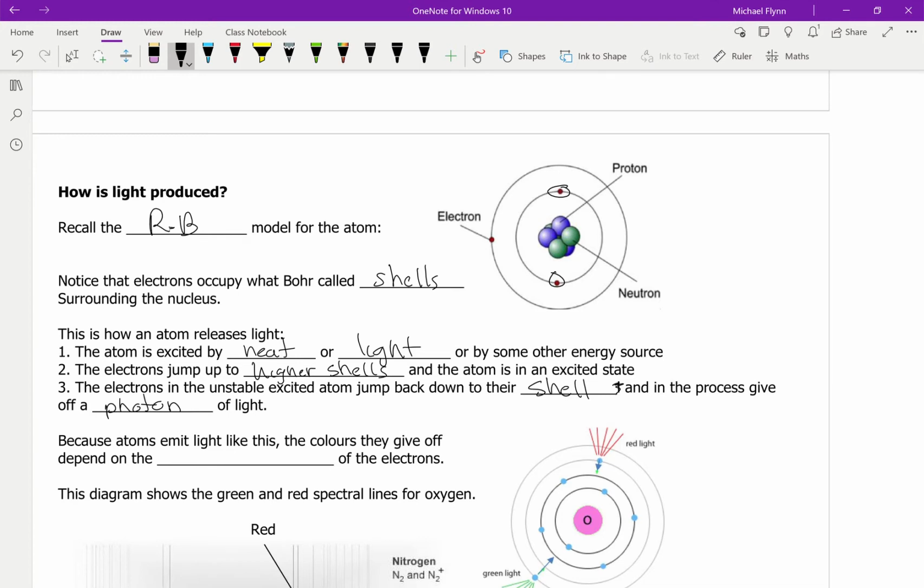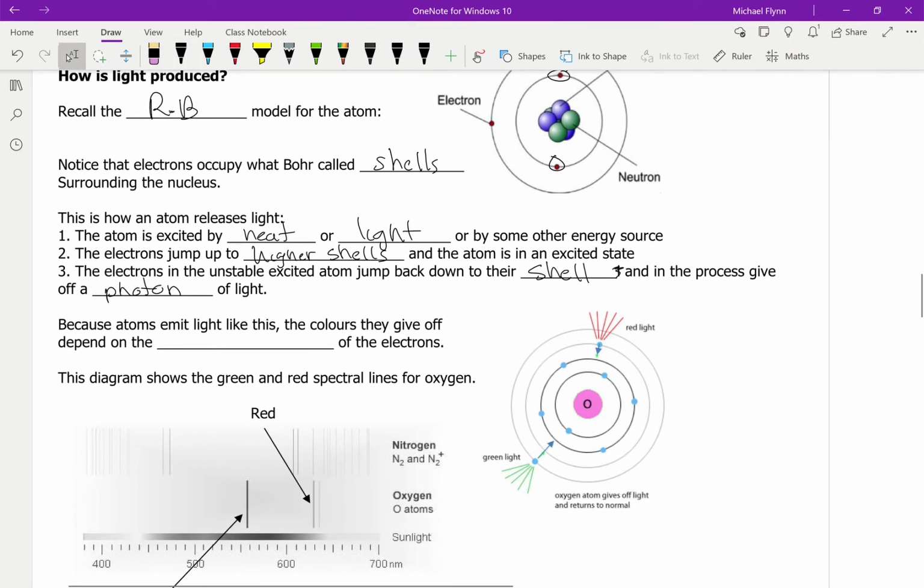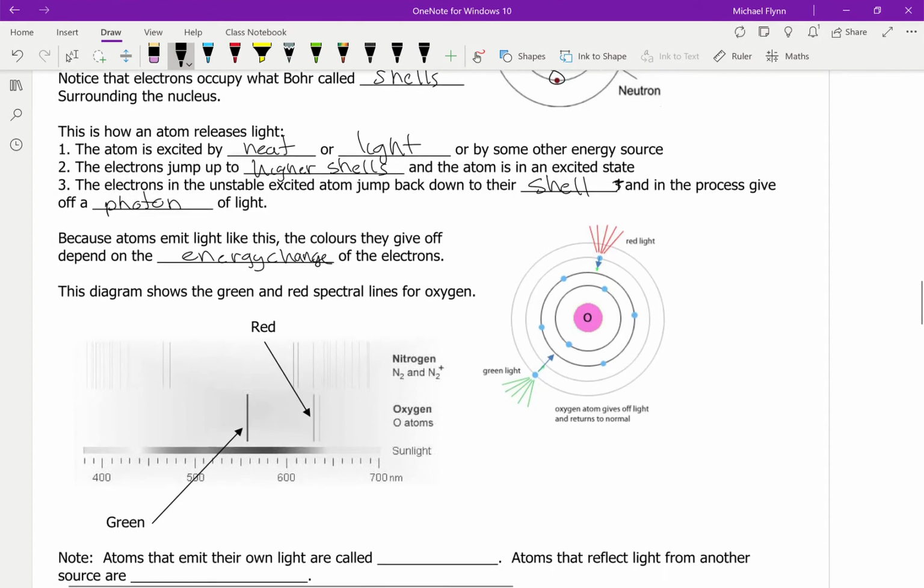They emit light in the form of photons, and electrons will do it when they get promoted to higher levels and fall back down to their original level. When they do that, you get light being produced in the form of a little particle of light called a photon. Now, because atoms emit light like this, the colors they give off depend on the energy change of the electrons. So this diagram shows red and green spectral lines coming from nitrogen and oxygen atoms.